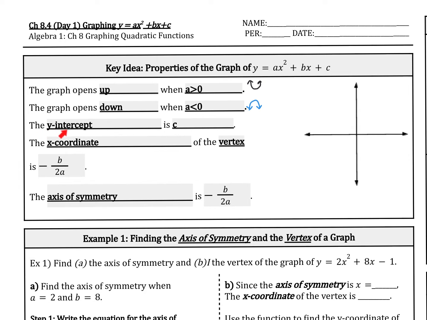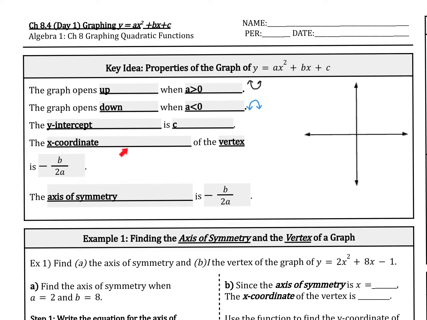The y-intercept is c. The y-intercept is the point where the graph cuts the y-axis. So this is the y-axis. If it is cut at any point on the y-axis, that is called the y-intercept, and that is the number c, the last number or the constant.